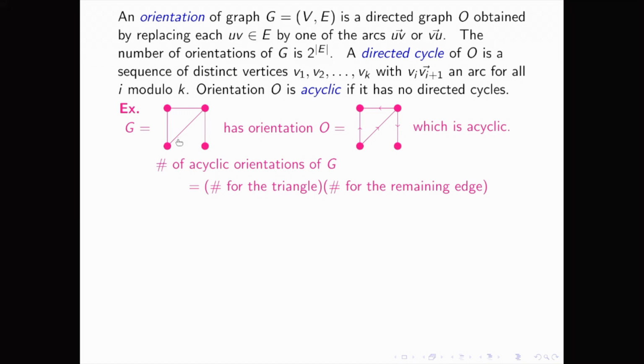Of those, how many are cycles? 2. Good, Lizzie. You can either do it cyclically clockwise or counterclockwise. There's two orientations. Number of acyclic orientations is the total number of orientations, 2 cubed, minus the number that give you a cycle, which is minus 2. And for this edge, there's two ways to orient it, and neither of them will give you a cycle. So if you give that to your favorite supercomputer and let it crank for a few hours, hopefully it will give you that this is 12. Okay, so that's the number of acyclic orientations.